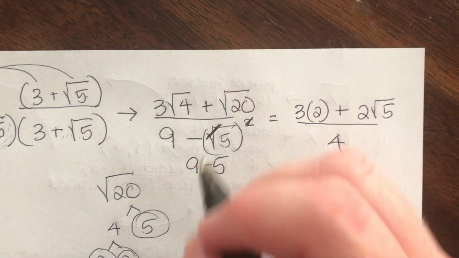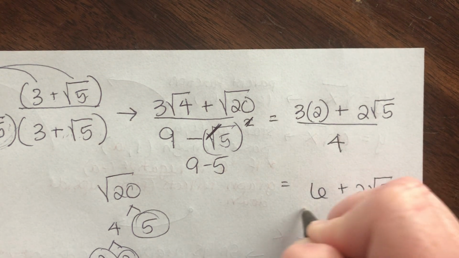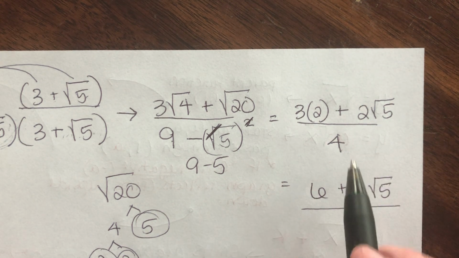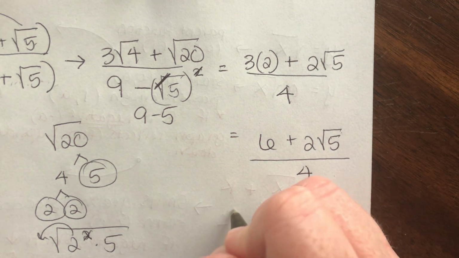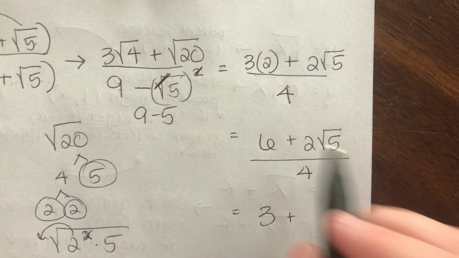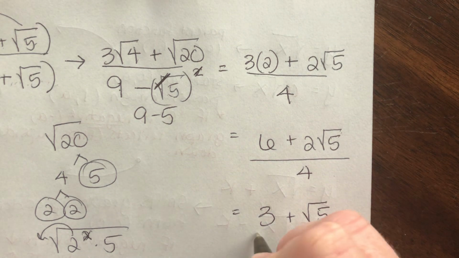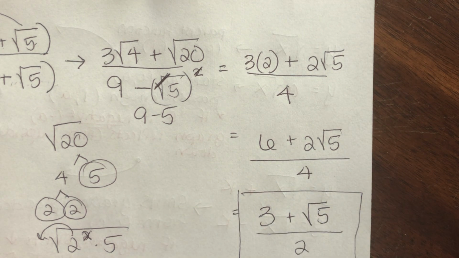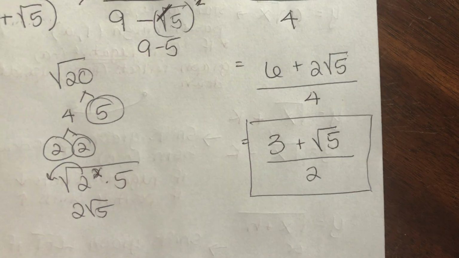Okay? So the next step, this becomes 6. So I get 6 plus 2 square root of 5 all over 4. Can I simplify anything else? It looks like everything here can be divided by 2. I can divide the top by 2 and the bottom by 2, right? So if I divide 6 by 2, I get 3. If I divide 2 times the square root of 5 by 2, I get just plain old square root of 5. And then if I divide the bottom by 2, I get 2. So my final answer is 3 plus the square root of 5 all over 2. 3 plus the square root of 5 all over 2.